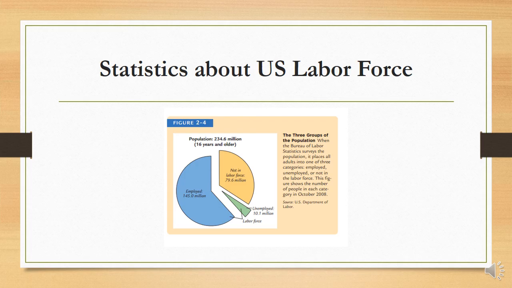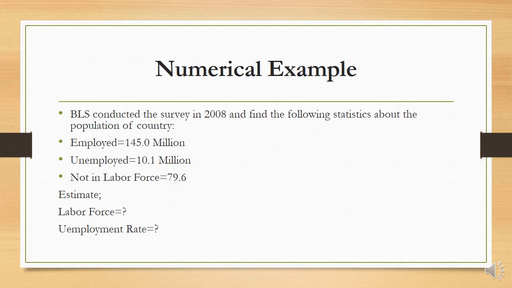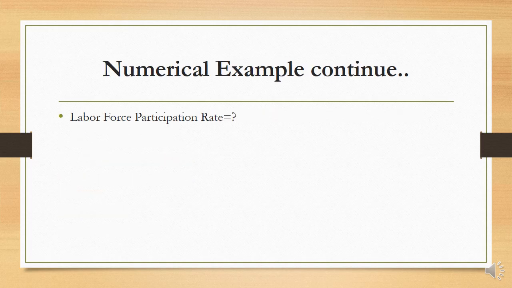To understand these concepts, we include the numerical example. Here is the numerical example. BLS, that is Bureau of Labor Statistics, conducted a survey in 2008 and found the following statistics about the population of the country. Employed 145 million, unemployed 10.1 million, not in labor force 79.6 million. What we have to find? Number 1, estimate labor force. Number 2, unemployment rate. Number 3, labor force participation rate.